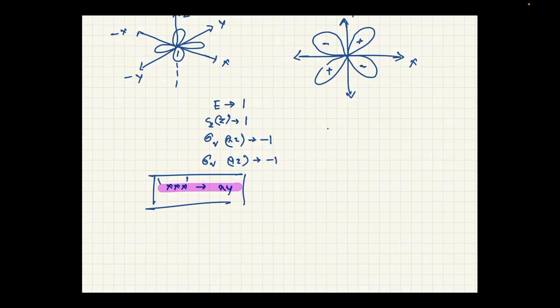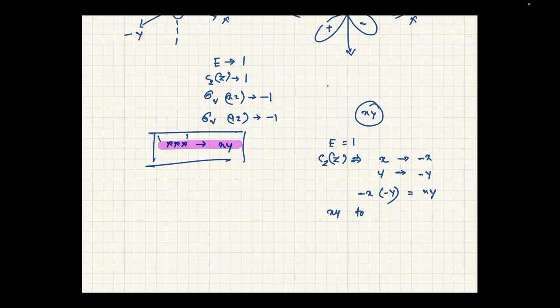Another way is performing symmetry operations on x and y individually. So E will be 1. For C2 z, x goes to minus x and y goes to minus y, so minus x times minus y will be xy. Okay, so xy goes to xy, so the character of C2 z will be equal to 1.